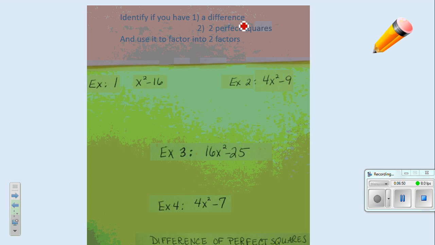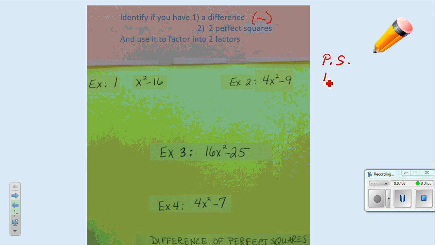First, you must identify if you have a difference. That means you're subtracting, okay? So make sure you look for subtraction. If there's not a subtraction, it is not a difference. They need to be two perfect squares. Do you guys remember your perfect squares?